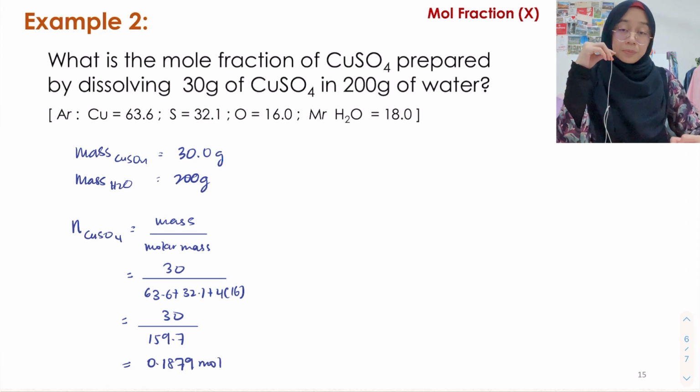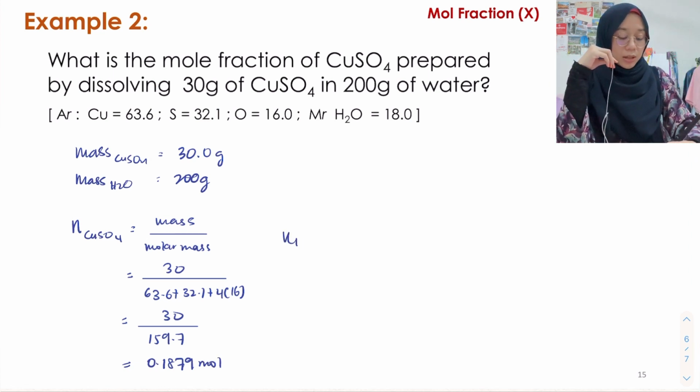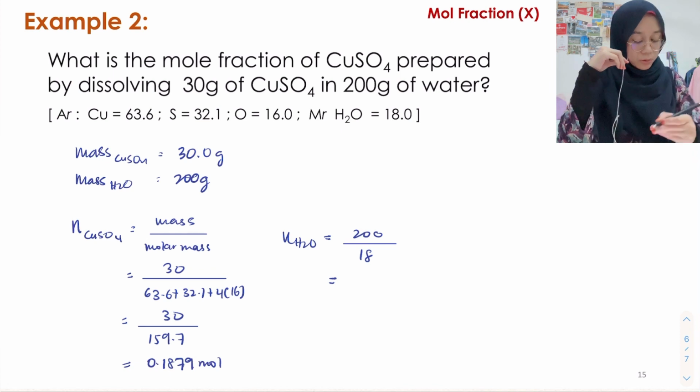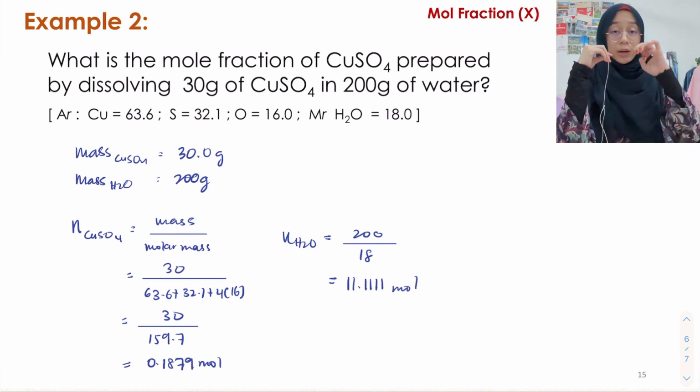So 30 divided by answer is 0.1879 mole. Okay, lepas tu nak cari mole of water pula. Okay, sebab kalau tak nanti tak boleh nak cari mole total kan. So that is why you have to look for the mole of water. So since dah keluar formula mass over molar mass, lepas tu tak payahlah keluar lagi kat sini. So divide by 18. Okay, so 200 divide by 18 equals to 11.1111 mole untuk kita punya water.